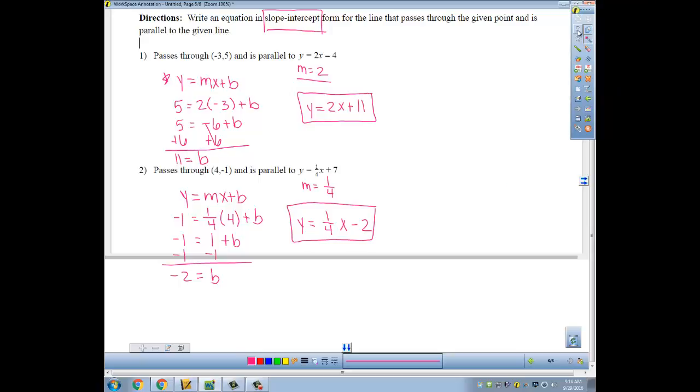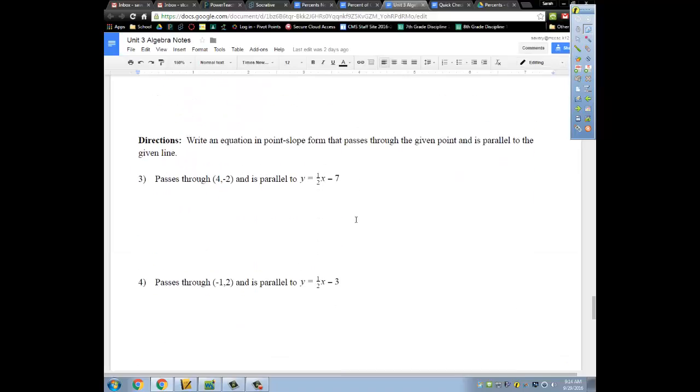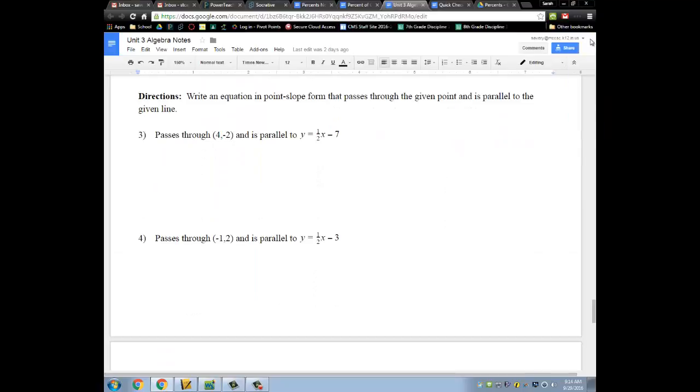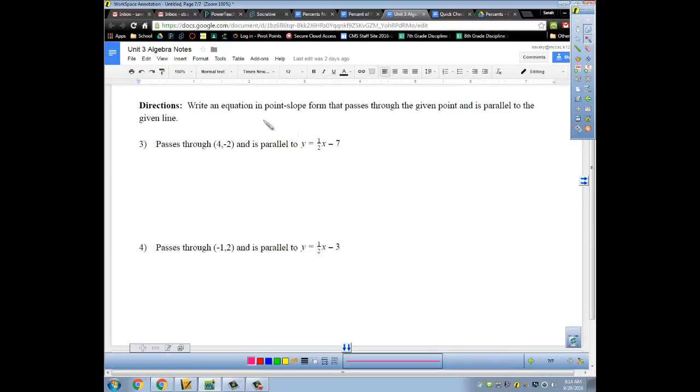Okay, moving down, we just have two more examples. We're going to be looking at putting it in point slope form. So as a reminder, point slope form looks like y - y1 = m(x - x1), where we are only going to replace the y1, the m, and the x1. So if I look at number 3, I know my slope is going to be the same, so my slope is 1/2.